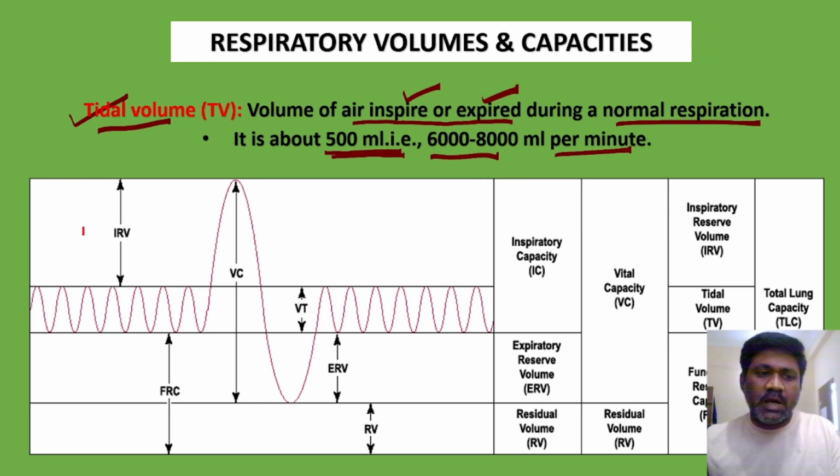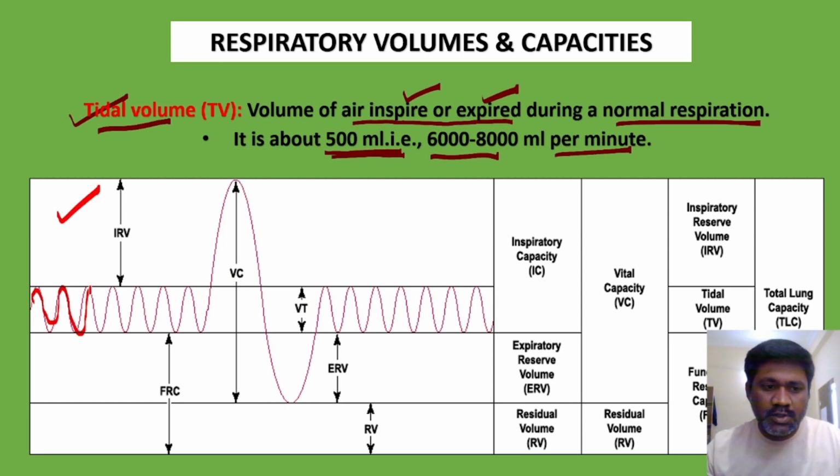Okay, in this graph, we can observe the tidal volume. This is the tidal volume. Look at this. This line to this line in this graph, we can observe the tidal volume. That is the 500 ml. It represents or indicates what? Tidal volume. From this line to this line, it indicates the tidal volume area, means 500 ml.